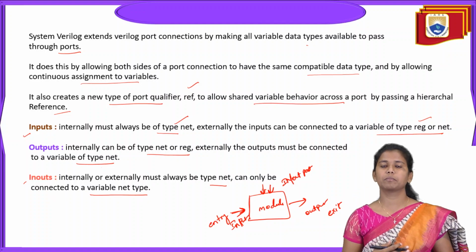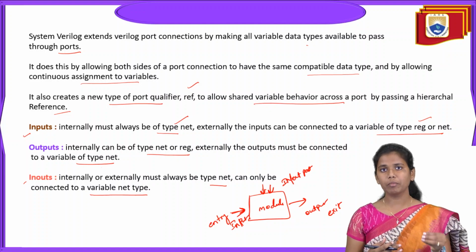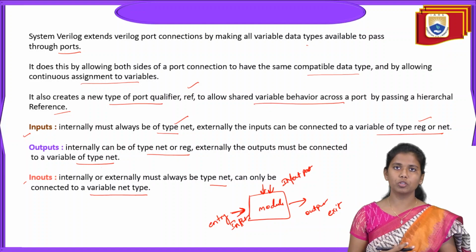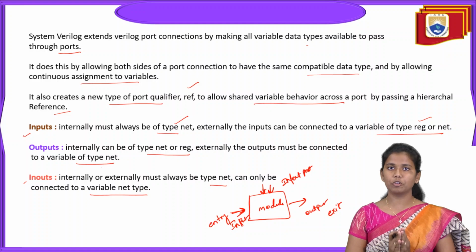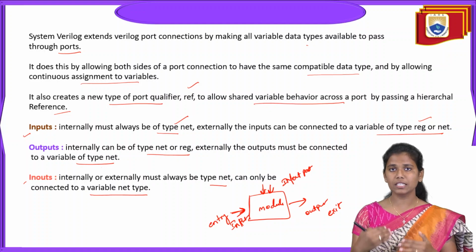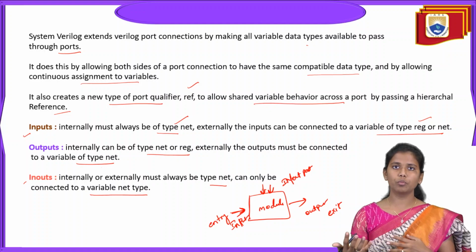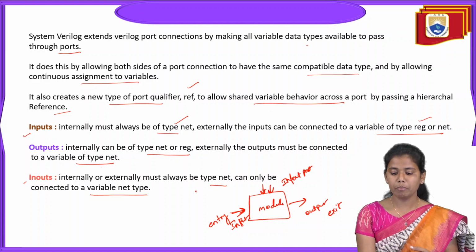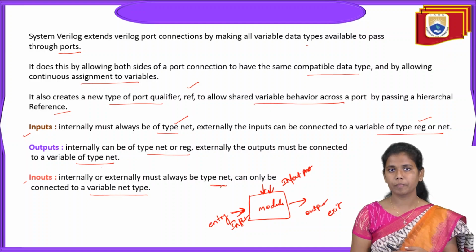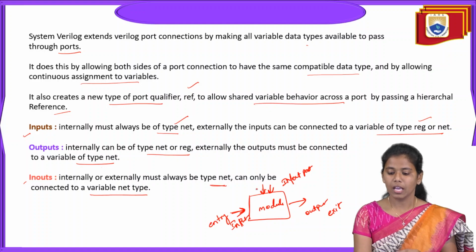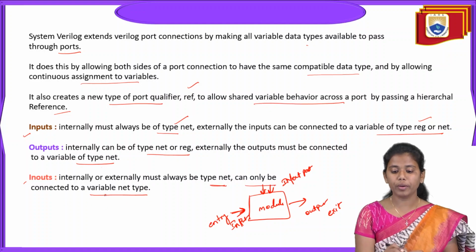An in-out port is nothing but, as you can see from the name, the combination of both input and output ports. So we are saying that, internally or externally, in either way, they must be of a type net. Okay, they must be of a type net, and can only be connected to variable net type.